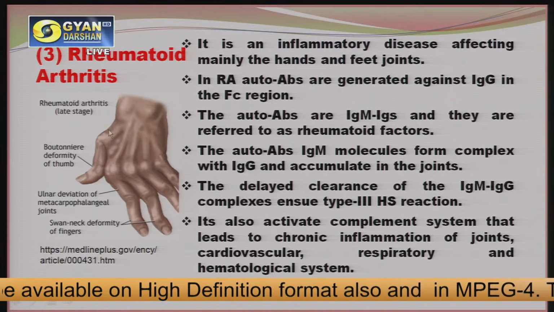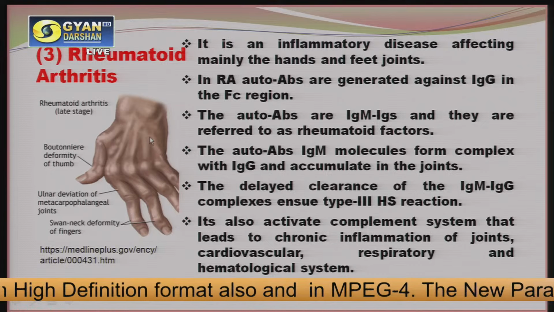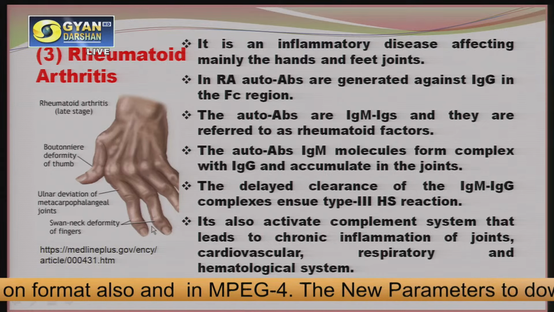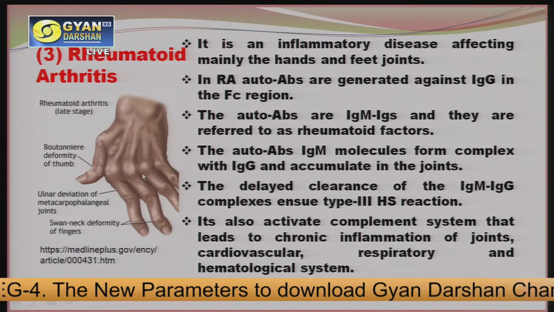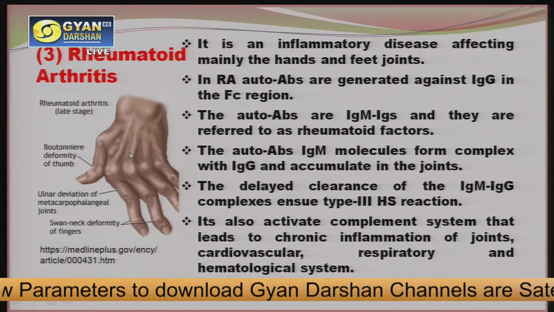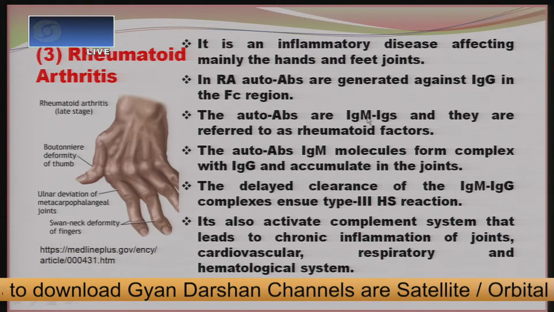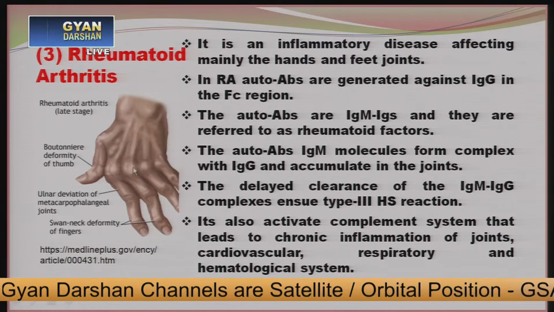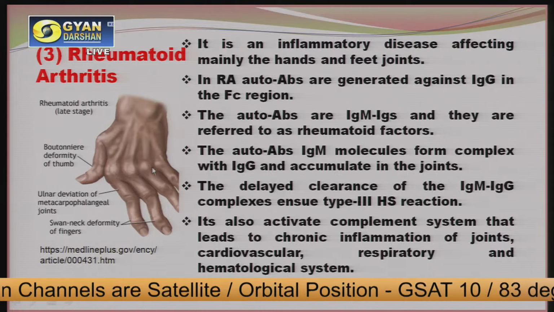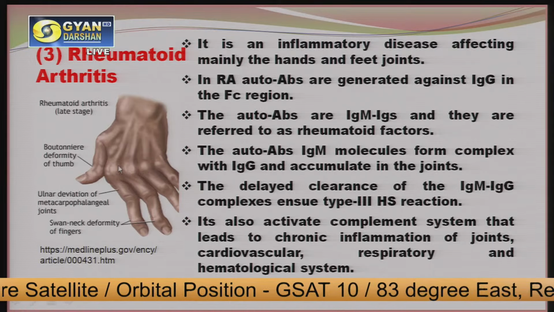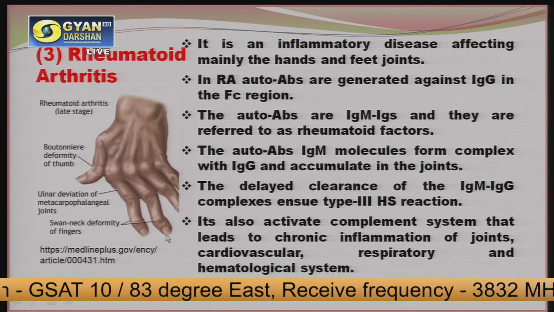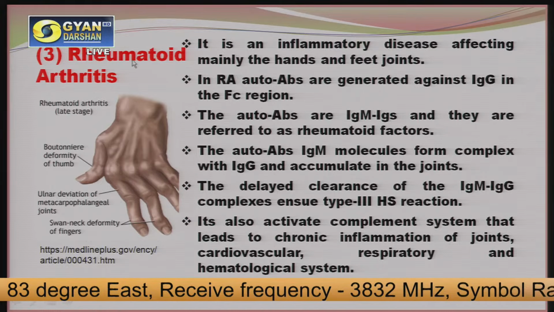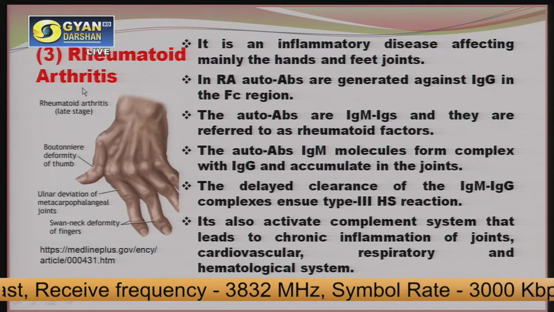So you can see in this figure, here are the hand joints. You can see the deformity. It is due to the IgM and IgG complexes, which accumulate in particular joints. Ultimately your hand joints will not function properly. That is known as rheumatoid arthritis.